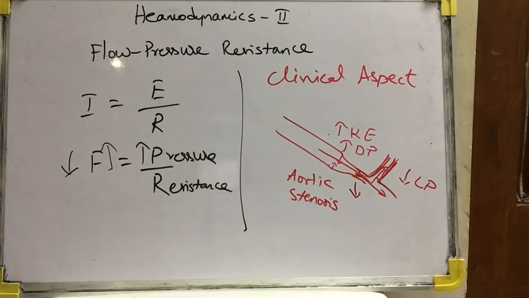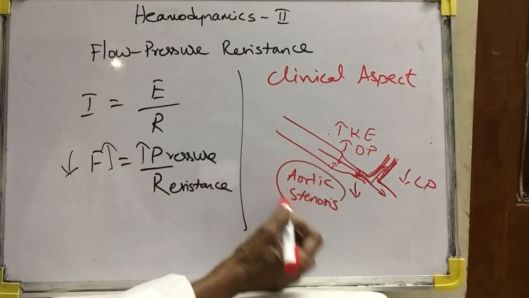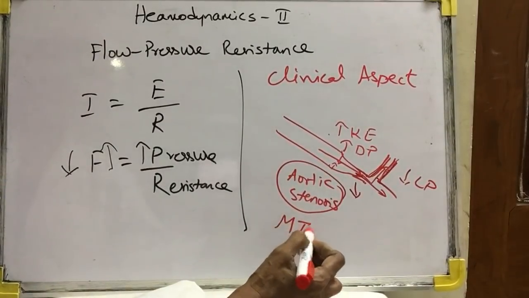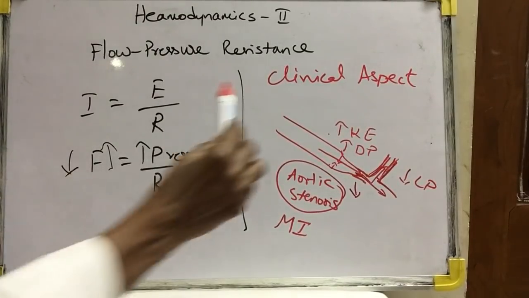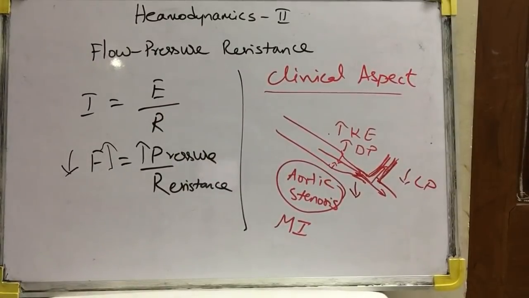And if the coronary arteries receive less blood, then the heart will not be perfused and the heart will get less blood supply. That will cause myocardial ischemia, that means decreased blood flow to the heart. So myocardial infarction is common in aortic stenosis. So this is the clinical aspect of the Bernoulli's principle.